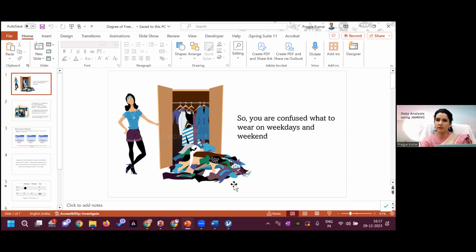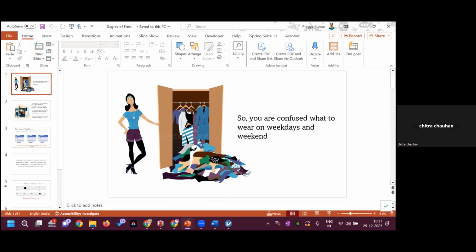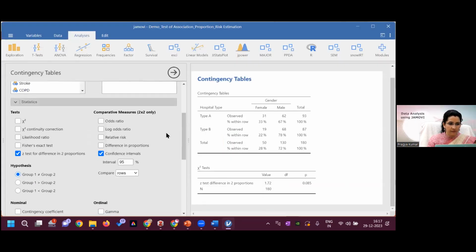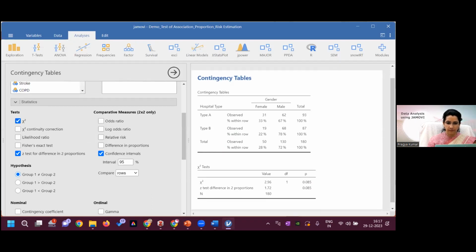Let's see. You are saying that instead of this Z test, if I use this chi-square, you will see that this value of chi-square is different: 2.96, and Z test it is 1.72. The p value is the same. Okay, interpretation will be the same. But it's different, right? Because I said it is the basic difference in the study design and your research question. That's how it is different from the chi-square test of association.